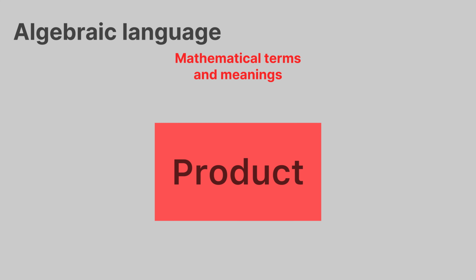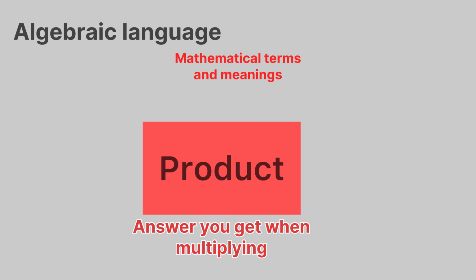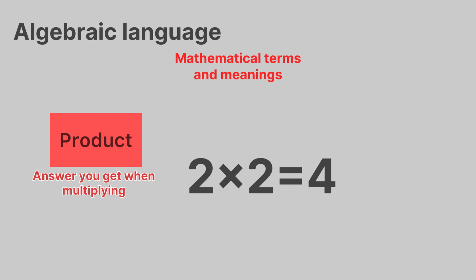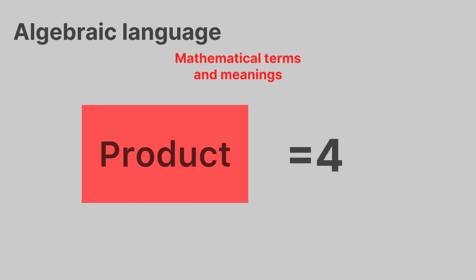Okay, let's talk about product. What is a product? A product is the answer that you get when you are multiplying. Example, 2 times 2. Your answer will be 4, which means 4 is the answer that you get when you are multiplying. In other words, 4 is a product. Why? Because 4 is the answer that you get when you are multiplying. So anytime you are multiplying, the answer that you get, we call it a product.